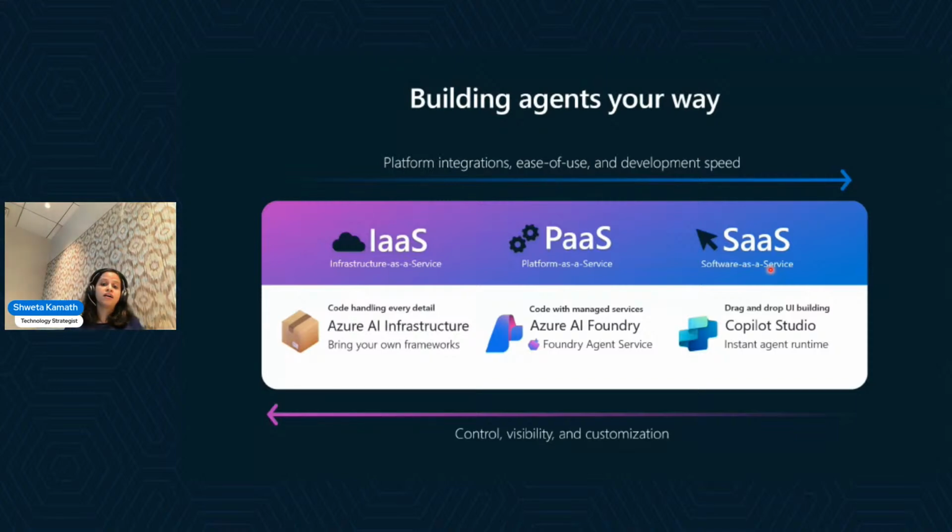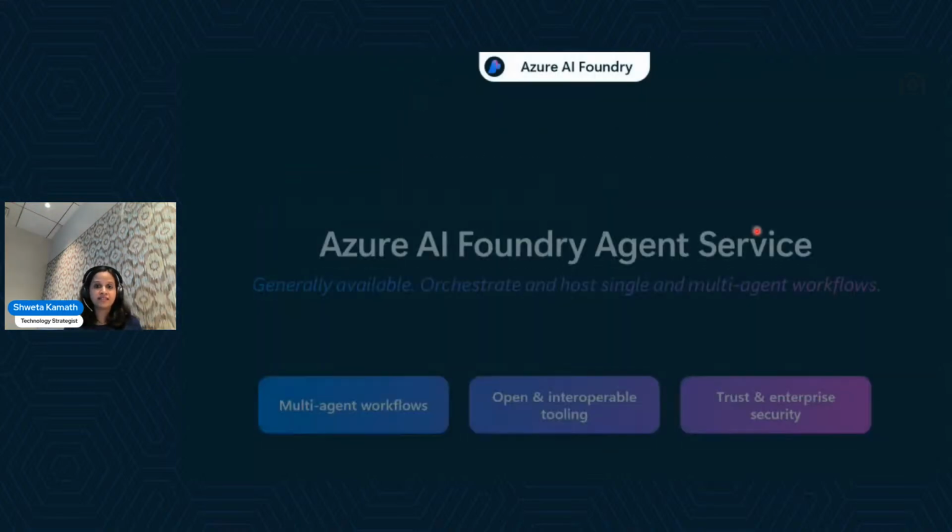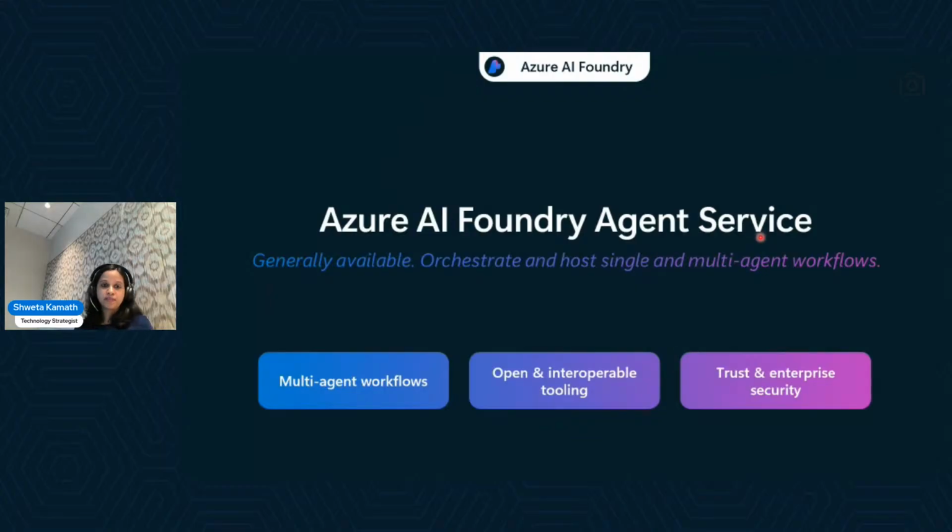So now, with this introduction in place of Azure AI Foundry and the various ways you develop an agent, let us deep dive into our topic for today, that is Azure AI Foundry Agent Service. This is generally available in Azure, and it can be used to orchestrate and host single and multi-agent workflows. So multi-agent workflows are a capability, along with open and interoperable tooling, so it can easily connect to all the available open source protocols. And since I mentioned earlier as well, it is within Azure. Trust and security are a prime focus for this service. So while Azure does allow you to connect to all the open source protocols, there are enough handles in place to ensure that security and trust are maintained.